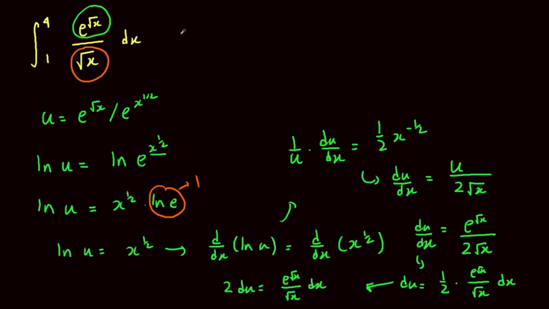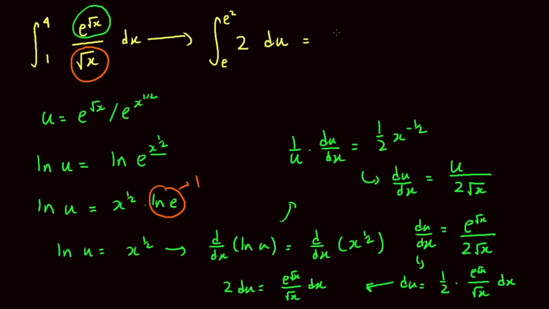Let me see if we get the answer. So it'll just simply be 2 du. That's it. And our limits will change, by the way. Since it's e to the power of root x, e to the power of root 1 would simply be e. And here would be e to the power of 2, or e squared technically, right?